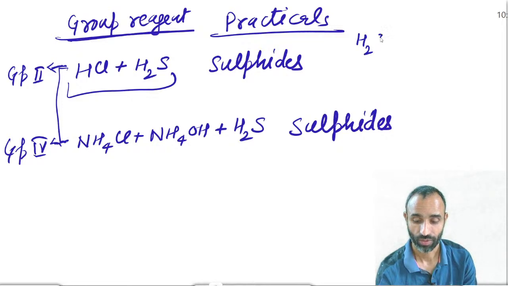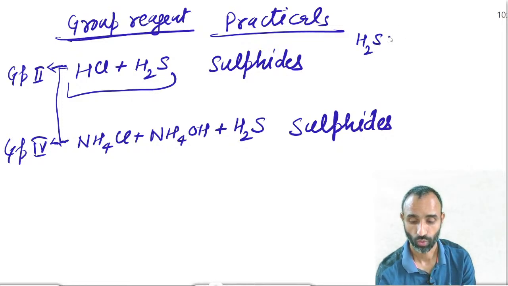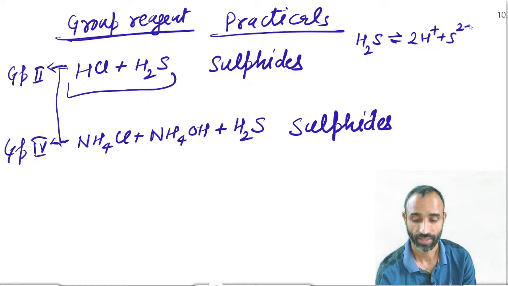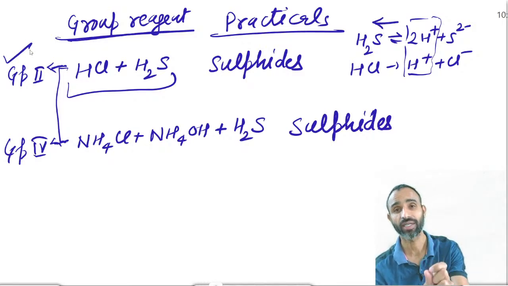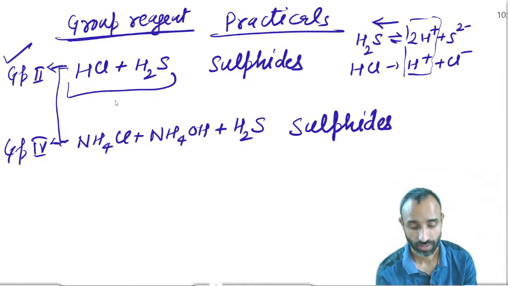Yes, because in group 2 you have 2H plus sulfide ion, and HCl will give H plus and Cl negative, and therefore there is common ion effect. So equilibrium shifts backward. So that means group 2 needs a smaller number of sulfide ions. That means its solubility is less.